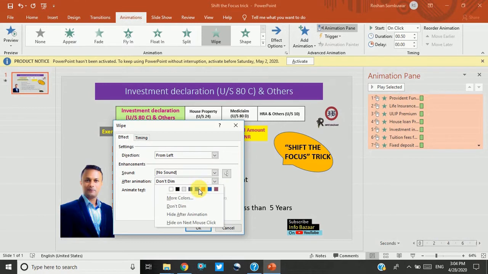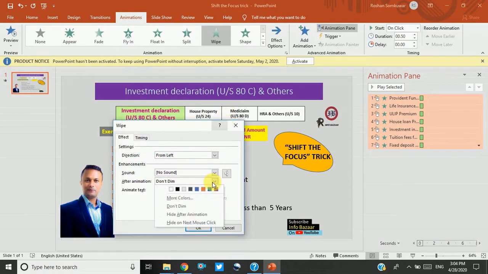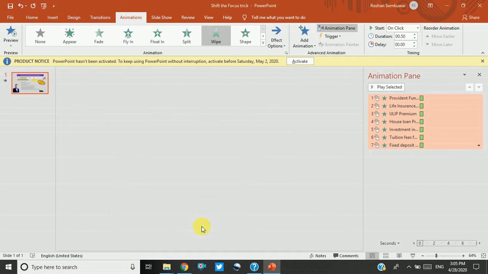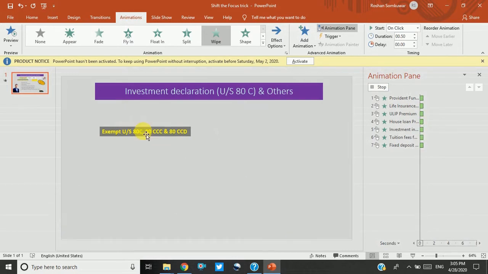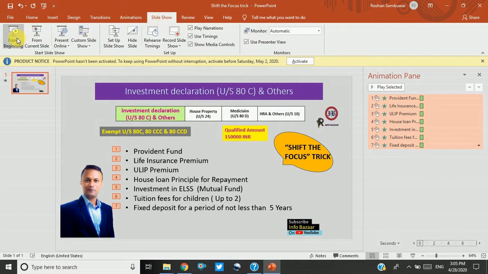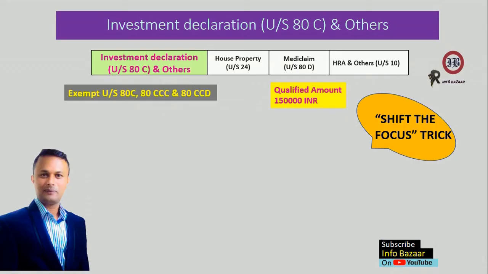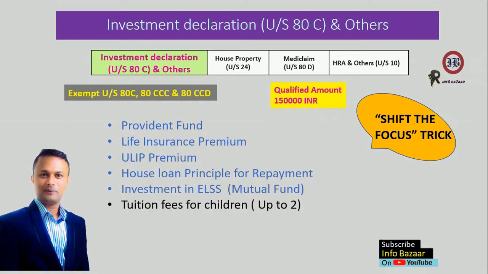select after animation, and after animation you can see more colors there. Once the animation is over, the previous text changes its color to the after animation color. So we will select it and see how it looks once the animation is over. We see in the slideshow how it looks. Once you click, you can see the color of the previous text changes once the animation is over.